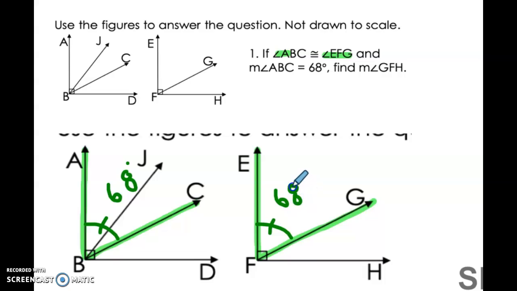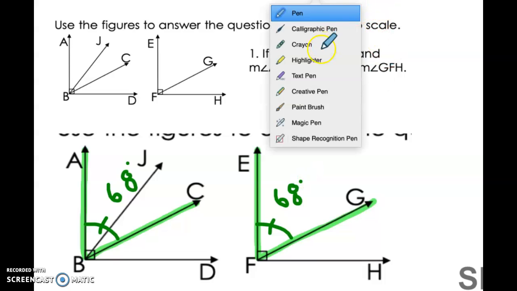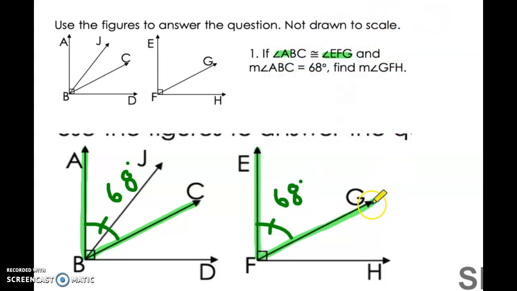All right, so now that we have all this information written down, let's see what the question is. Find the measure of angle GFH. So we need to use what we know to figure out what we don't know. This box down here in the left-hand corner tells us that this is a right angle. So the green angle plus the purple angle form a right angle, and a right angle is 90 degrees. So to find the measure of angle GFH, we need to do 90 minus 68.